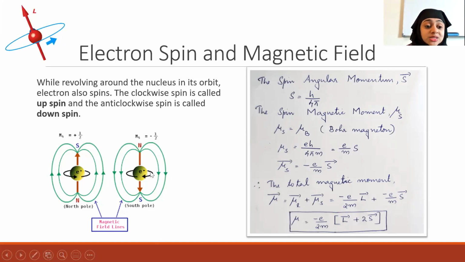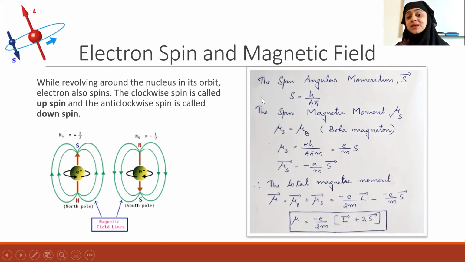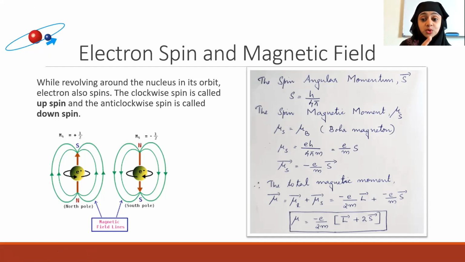So there are two kinds of spin possible for an electron. One is clockwise and the other is anti-clockwise. The clockwise spin is called up spin and the anti-clockwise spin is called down spin. Okay? And the spin angular momentum is represented by S. I don't know why they chose L for orbital angular momentum. Orbital angular momentum we represented as L, remember? And it was h by 2 pi for the first orbit, if n is equal to 1.